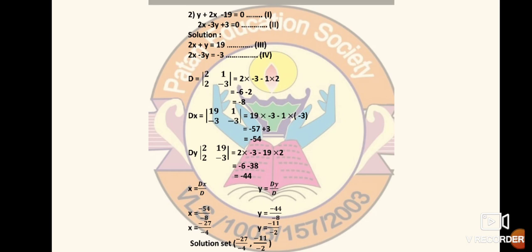So what are they? 2, 1, 2 and negative 3, that you have to write. Cross multiplication: 2 into negative 3 will become minus 6. Minus 1 into 2 will become minus 2. Minus 6 minus 2: as they are carrying the same sign, do addition. That addition will become equal to minus 8.